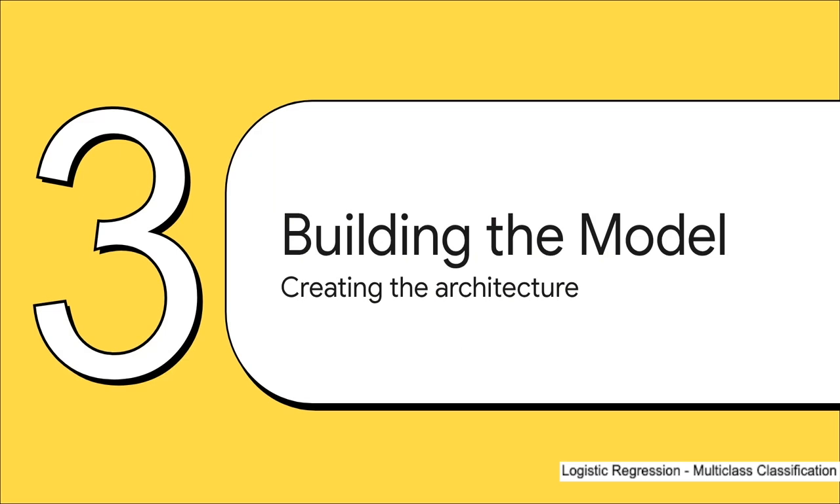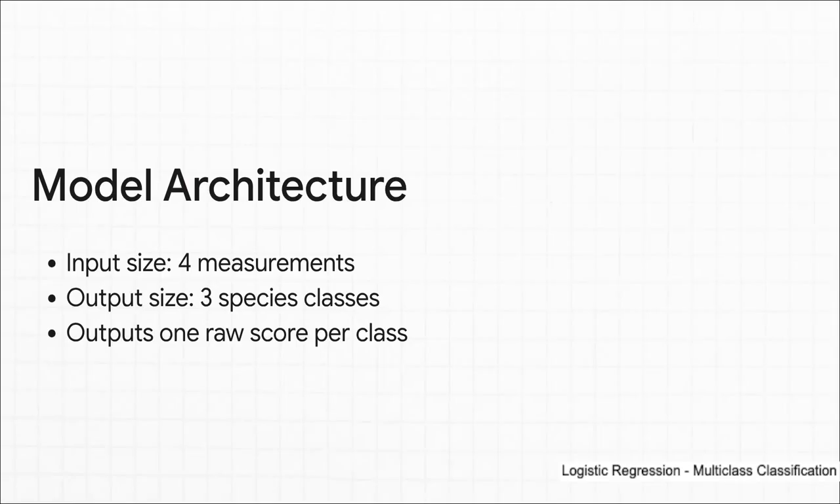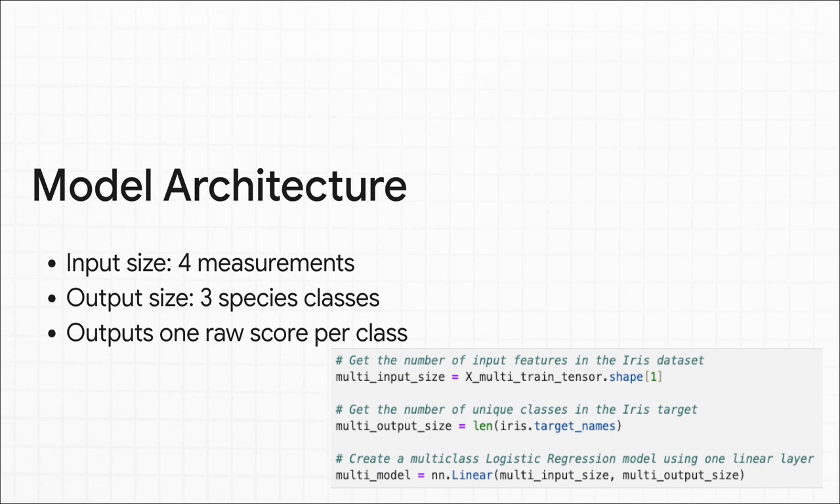Section 3. Building the multi-class model. Building the architecture itself is actually beautifully straightforward. Our nn.Linear layer takes an input size of 4, perfectly matching those 4 flower measurements. But here is the major shift from binary classification. Our output size is 3. Because we are choosing between 3 distinct flower species, our model has to output 3 raw scores, which we call logits, for every single flower we feed into it. It doesn't just spit out one single number anymore. It gives us a dedicated, separate score for setosa, 1 for versicolor, and 1 for virginica.